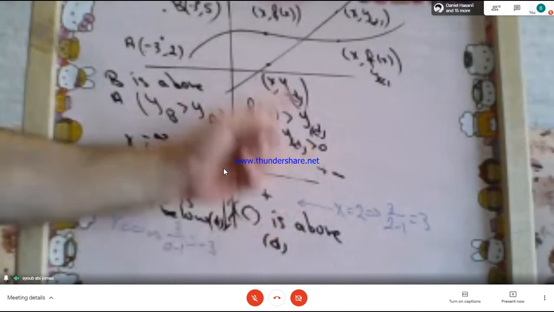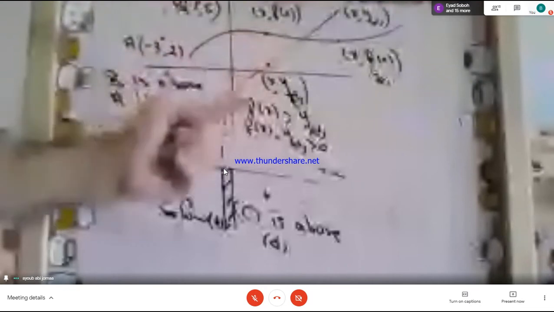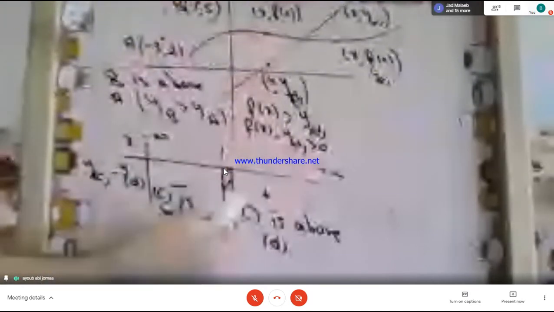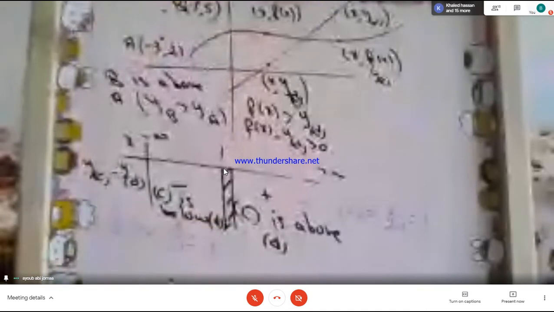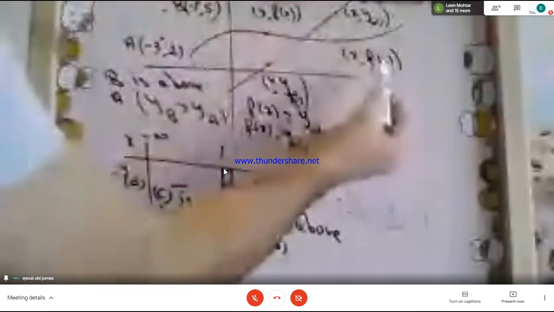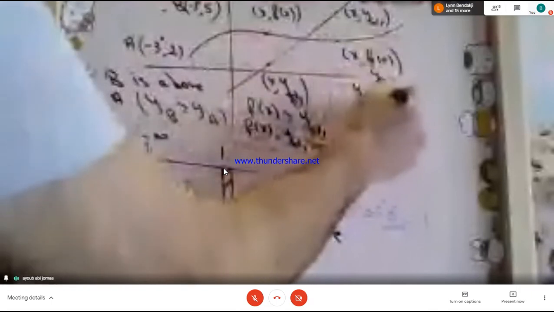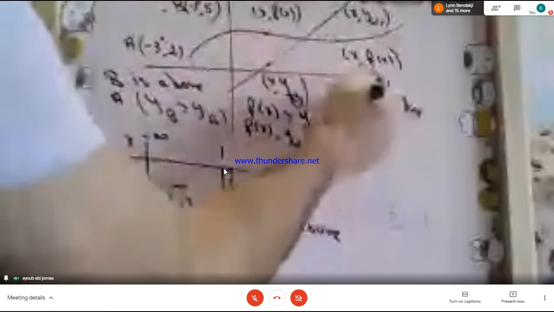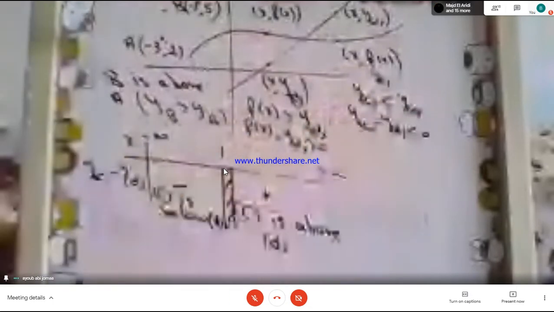That means positive, the curve is above the line. The curve here is above the line if yc minus yd is positive. yc minus yd is positive, so the curve c is above the line d. Here, the curve is below the line. So f of x is less than yd, or yc is less than y of d. Move yd to the left side. So yc minus yd is negative.